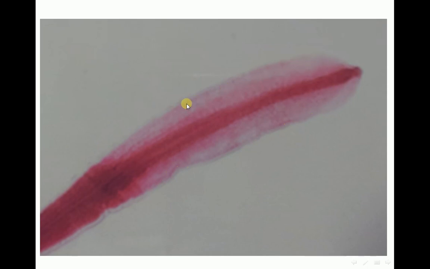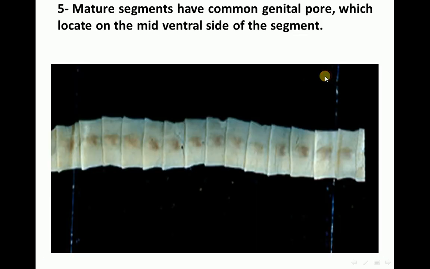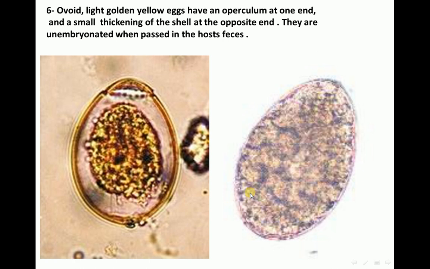Other image of scolex. We can see bothria, like a groove, two bothria. Common genital pore located on the mid-ventral side of the segment. Real image of mature segments of this parasite. Ova. Ovoid in shape. Light golden yellow egg. Has an operculum at one end and a small thickening of the shell at the opposite end. Unembryonated when passed in the stool, meaning it does not contain the six-hooked embryo.